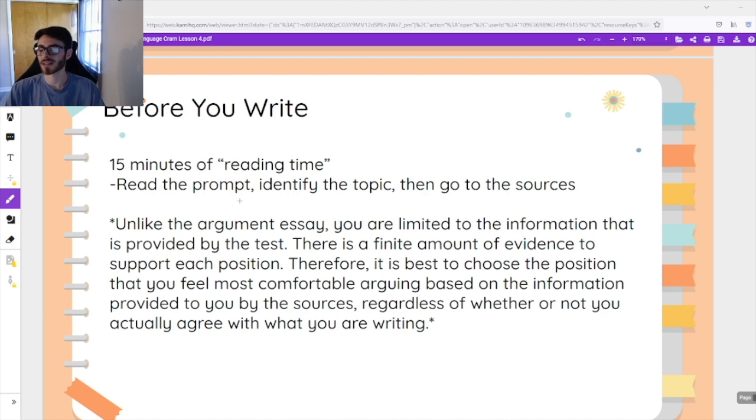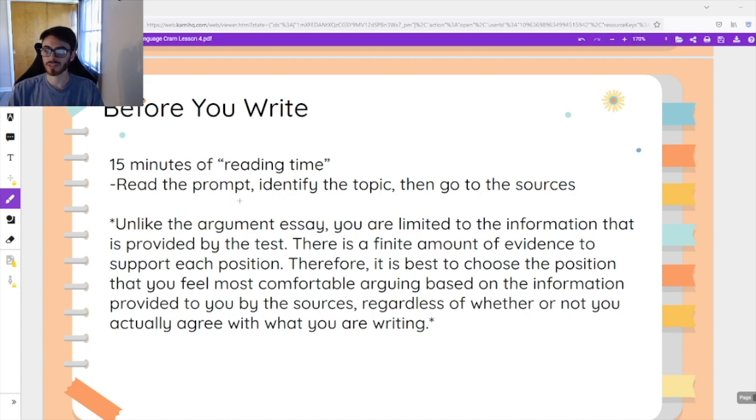The purpose of this essay is to test how good you are at taking information that's given to you and incorporating it into your writing. They don't want you to use outside information for this essay. For the argument essay, yes. For this one, no. And because of that, there is a finite amount of evidence to support each position, right?